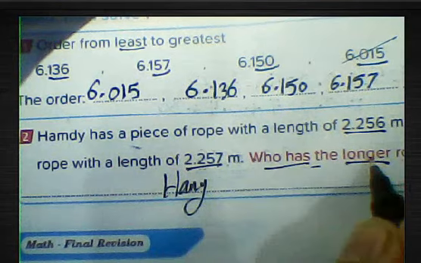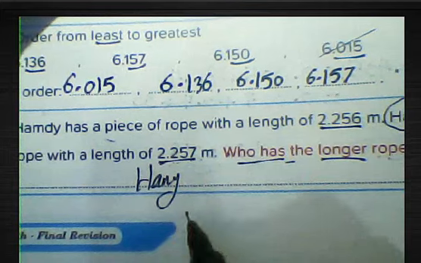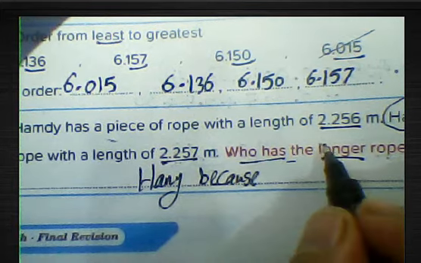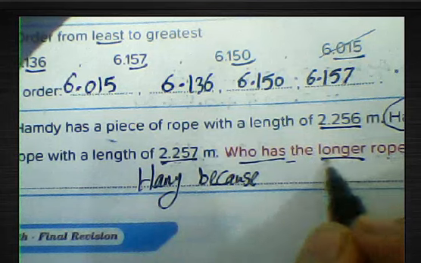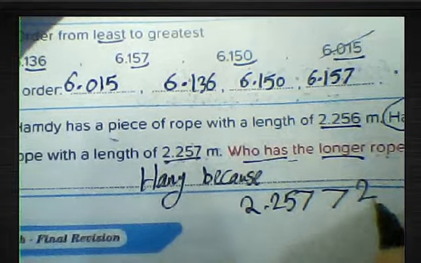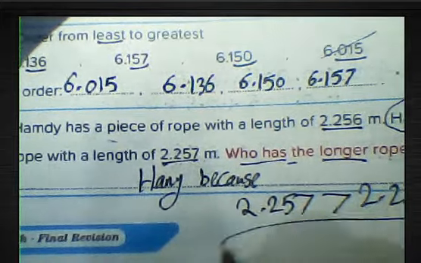Who has a longer rope? Hani. Because this number is greater than. He must find the longer. 2.257 is greater than 2.256.